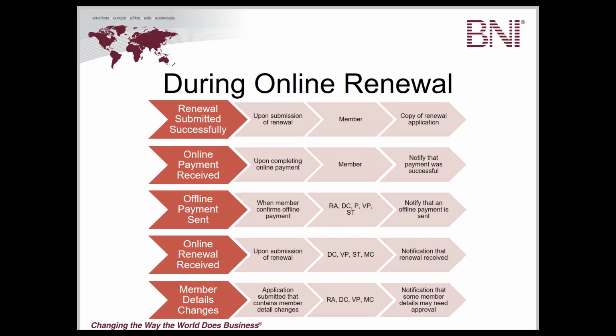Once it's been submitted, an email goes to the member saying, hey, here's a copy of your application and congratulations on submitting it. The member, if they had paid online, would also get a copy of basically their invoice saying, hey, this has been completed, payment was successful. If they decided to send an offline payment, in other words, a check or something like that, then the regional office, the director, and the leadership team is notified saying, hey, this person just submitted an application. Please be on the lookout for a payment because they paid by check, for example.